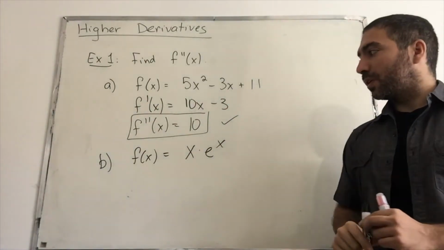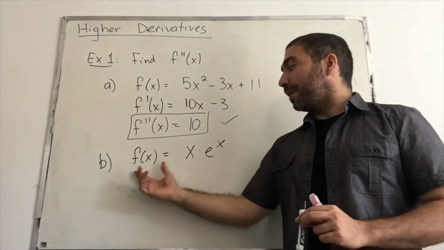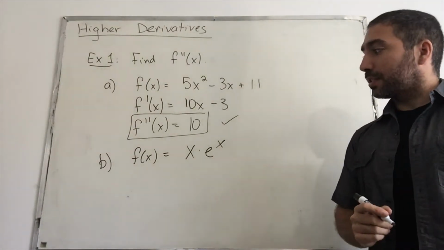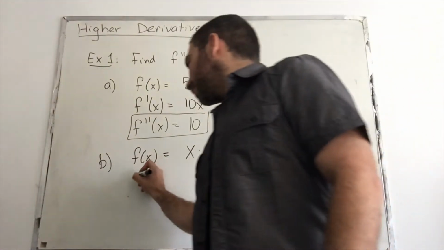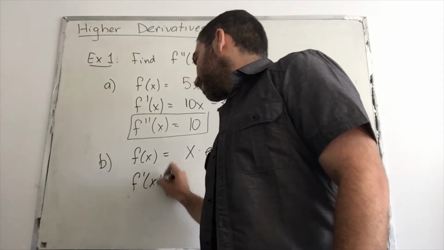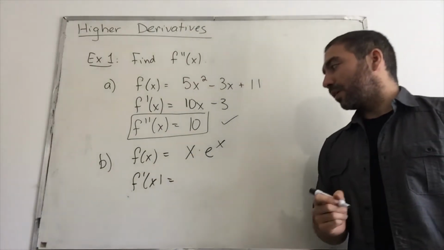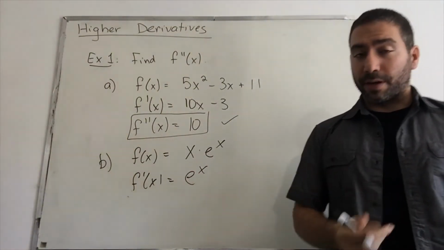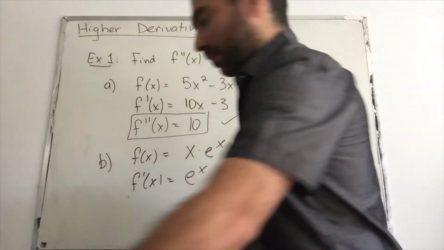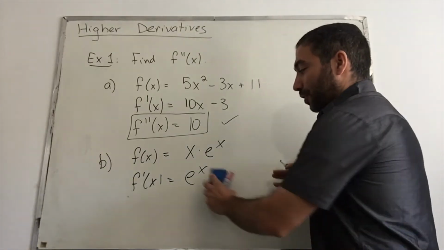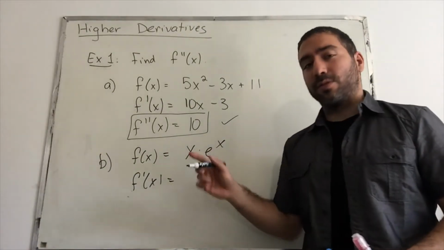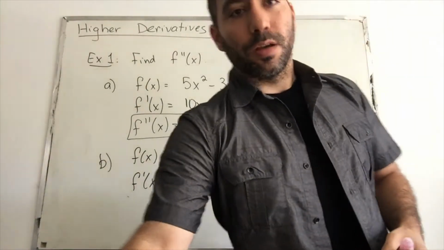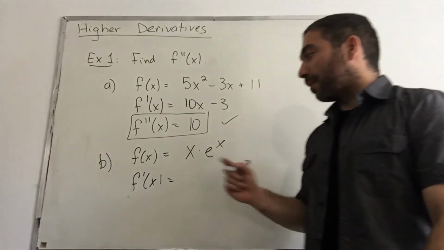Okay. Let's look at this example here, B, f of x equals x times e to the x. Let's go ahead and find the first derivative. Okay. So if you're getting e to the x as an answer, that's wrong. Be very careful. You have to catch that we're multiplying here. So what do we have to apply? Product rule. So let's go ahead and apply product rule.